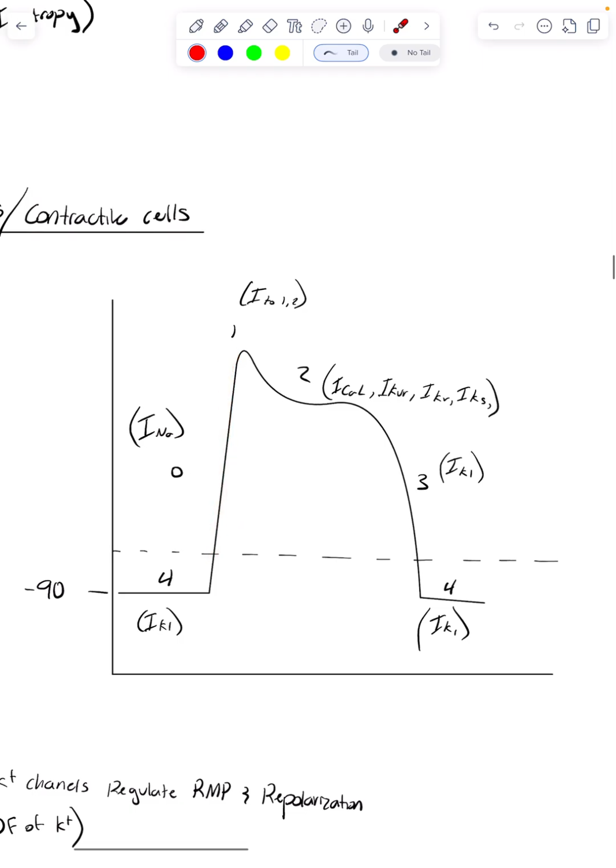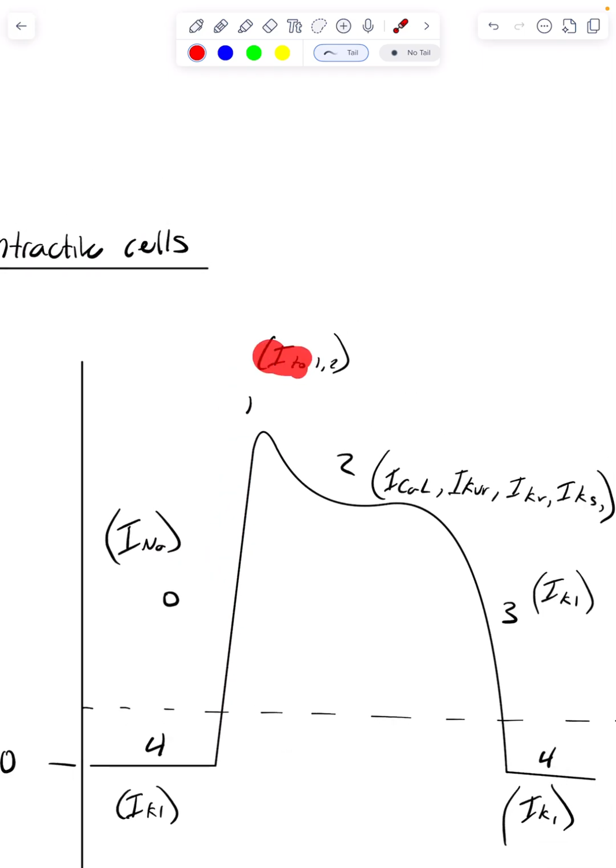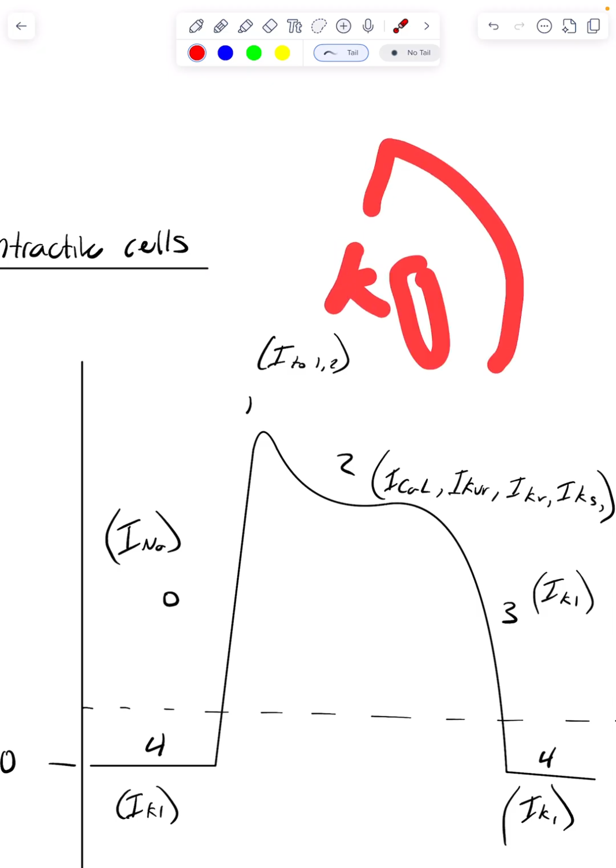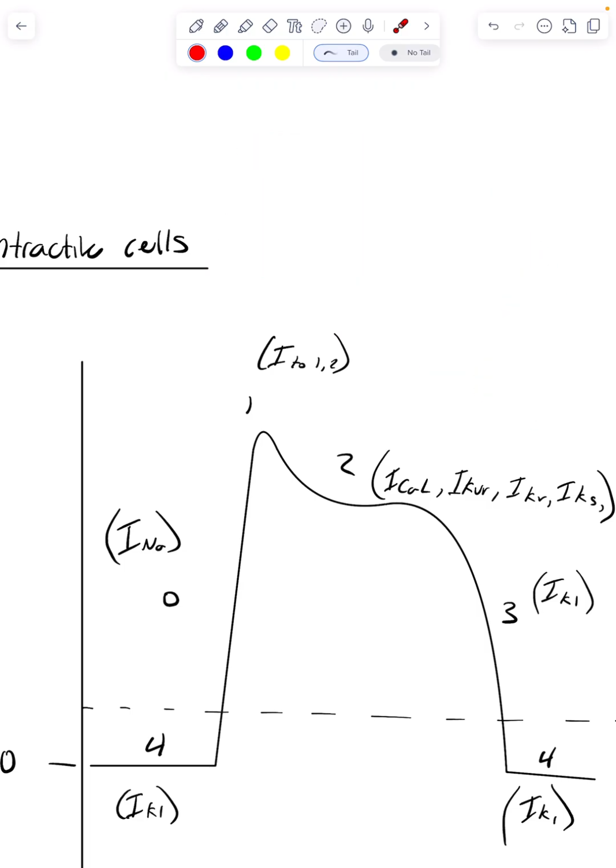Now this is kind of where things get cool. So this ITO 1 and 2. I'll just tell you, ITO 1 is a potassium current, and ITO 2 is a chloride current. So this potassium will come out of the cell, and chloride is going to come into the cell.